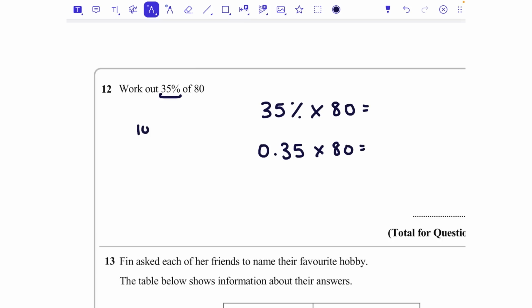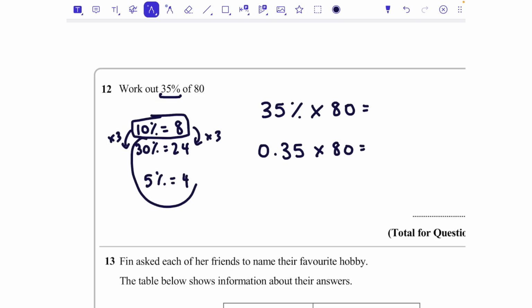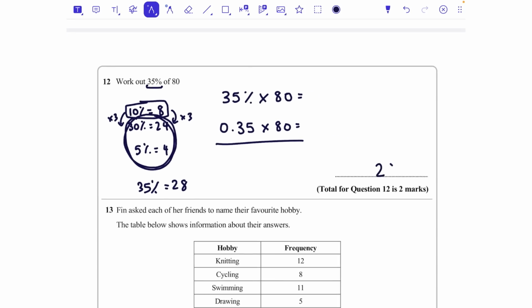Or if you prefer, we know that 10% would be 8, because to get 10% we divide by 10. 30% would be 3 of those, make it 3 times bigger, which is 24. And then to get 5%, we would take the 10% here and divide it by 2. So if 10% is 8, then 5% would be 4. To get 35%, I'm going to add those two values together. 35% is 28, but you can absolutely just do it like this. 28 would be my answer there.